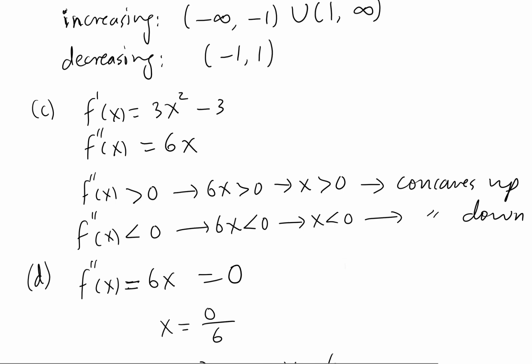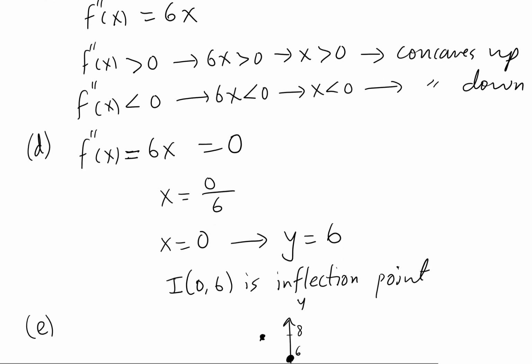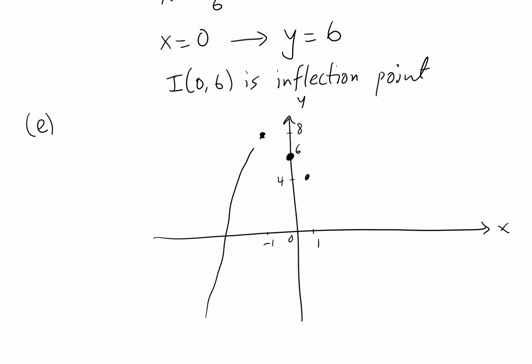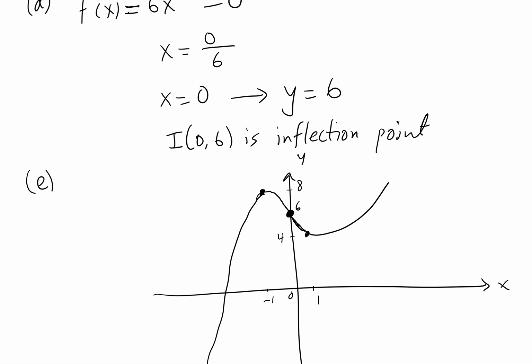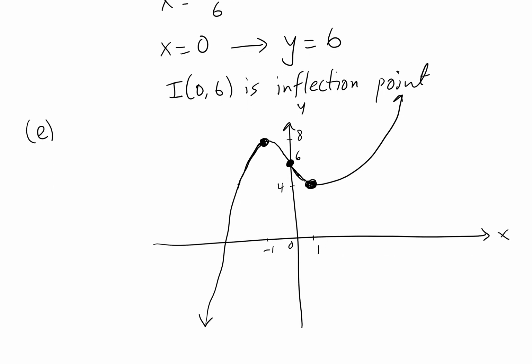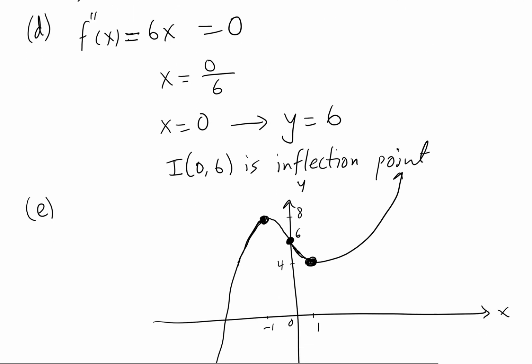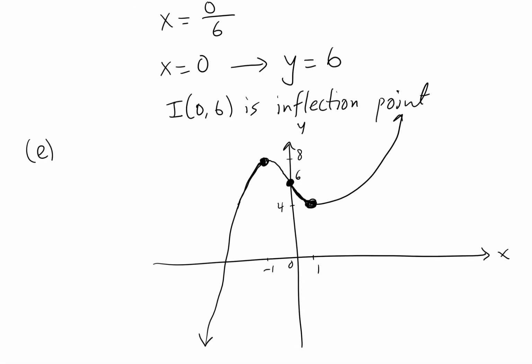Remember what it says. It's increasing from negative infinity to negative 1. Maybe like this, and then it goes through this. Decreasing between negative 1 and 1, and then from 1 to infinity increasing again. Now we need to check the concavity. It says concave up when x is bigger than 0. Yeah, I can see it. So from here on it concaves up, and it concaves down from there on.